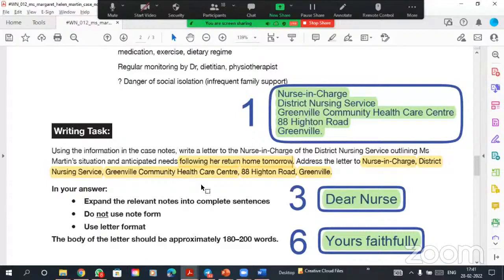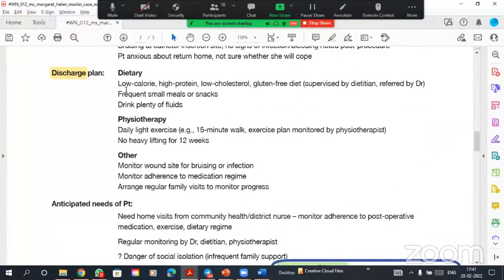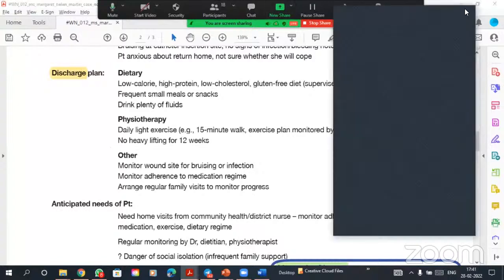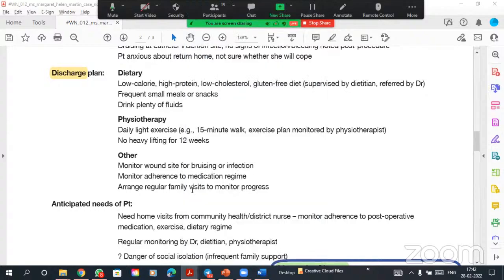Now be very clear what you are writing. This discharge plan will go into the last paragraph. I'm talking about organization. I'm not teaching you how to write a letter. I'm teaching you the organization. So you should know how many paragraphs it should be. I'll show you just an example.